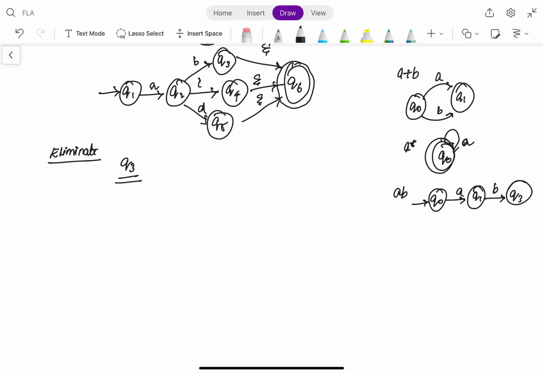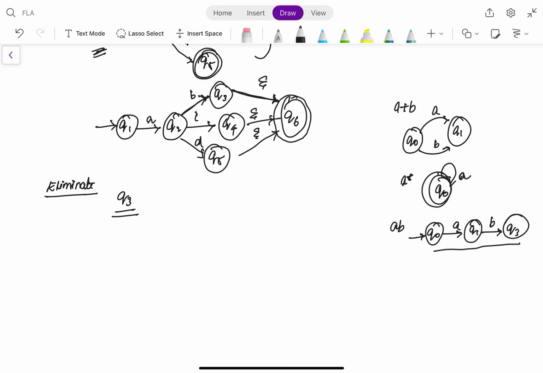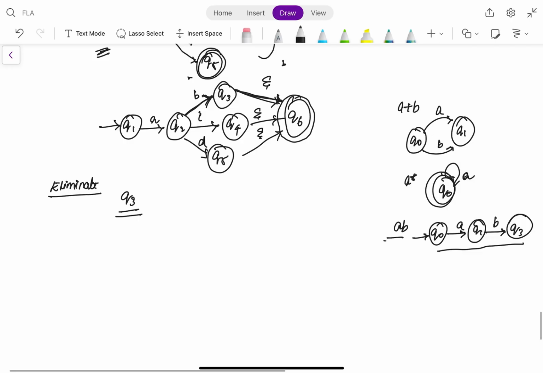So first eliminate Q3. Q3 has two edges, one incoming, one outgoing. So how does it look? It looks like AB, right? A transition, this is B transition. So how would you write that? A dot B.